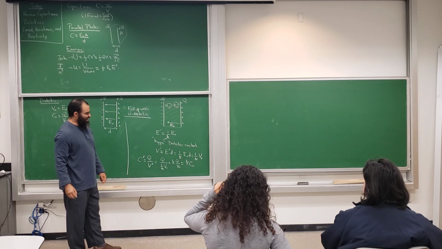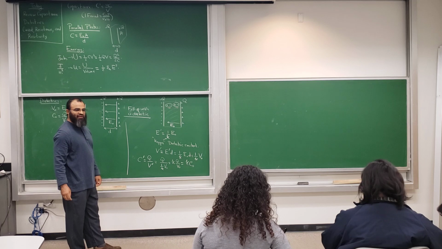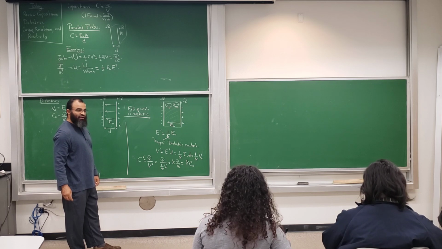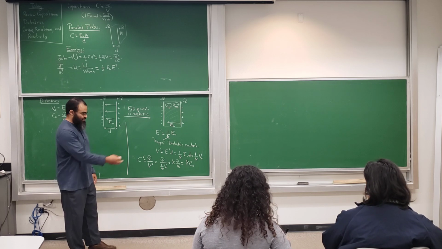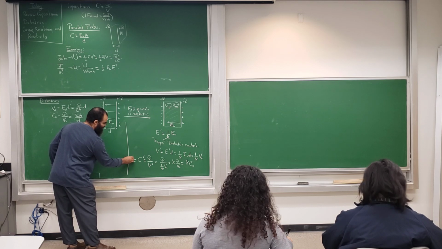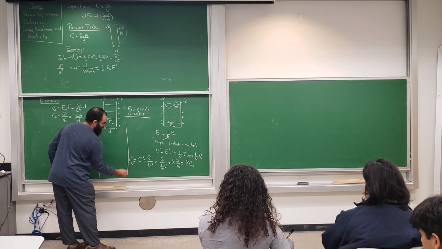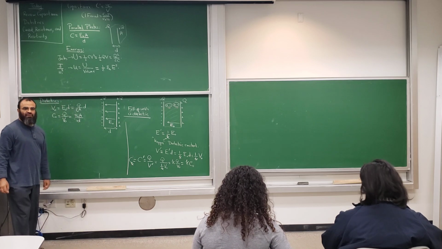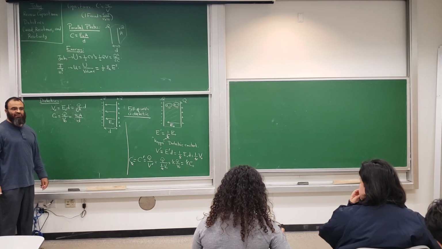So what happens to capacitance when you put a dielectric? It increases by a certain factor, right? By some factor. And usually people don't put C prime, we call it C kappa. That's the capacitance with the dielectric inserted.